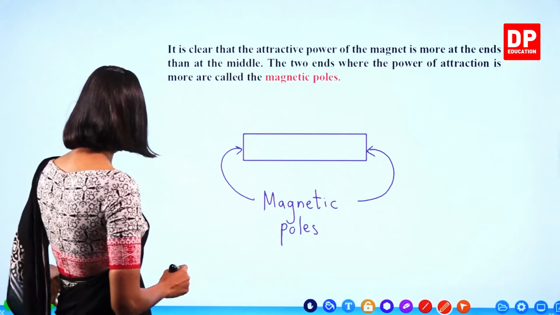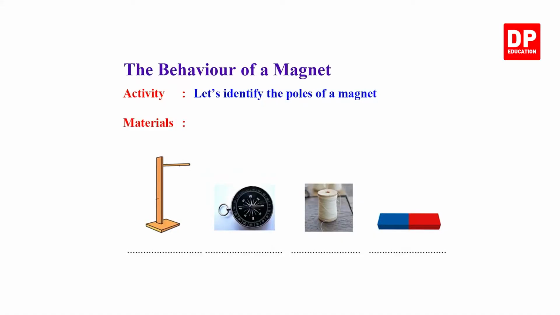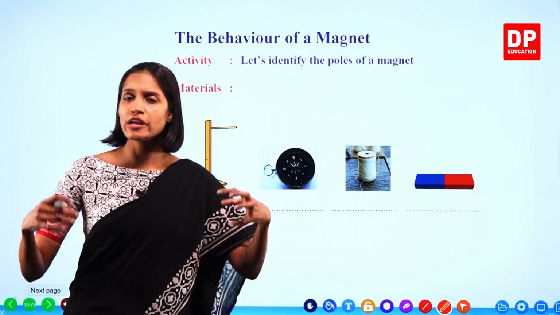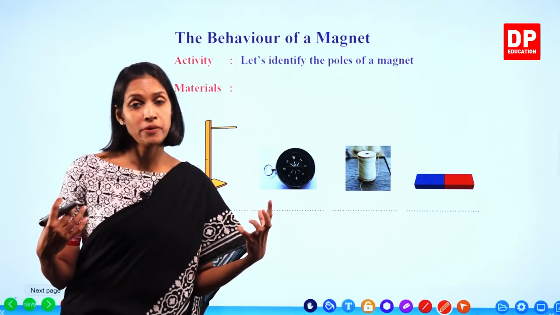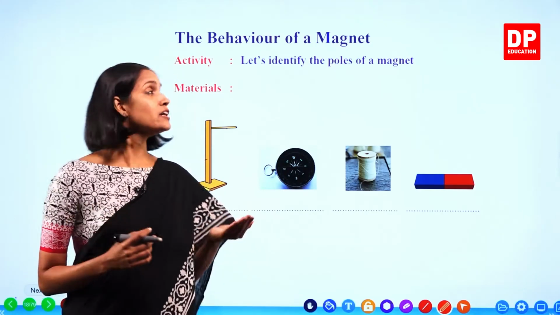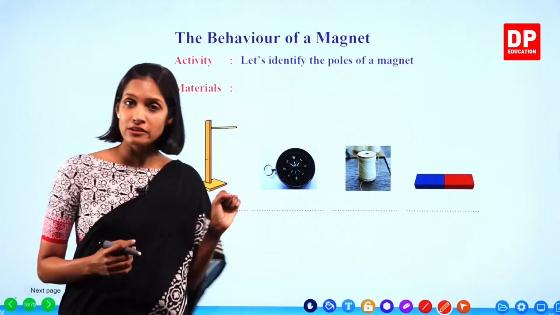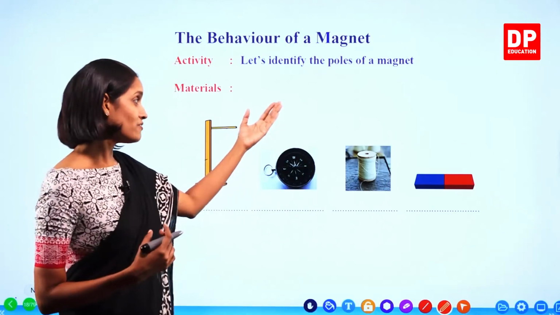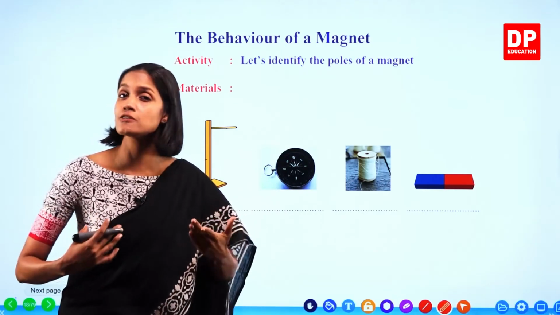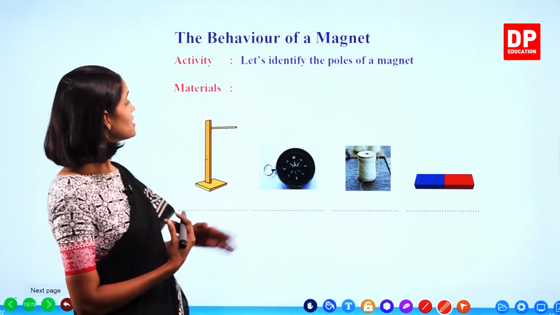So let's see the other activity. The behavior of a magnet. Now we already know that the two ends of the magnet have more attractive power. Because of this reason, we name them magnetic poles. Because there are two magnetic poles, we are going to check whether they are the same or different. They behave in different ways because of the presence of magnetic poles.